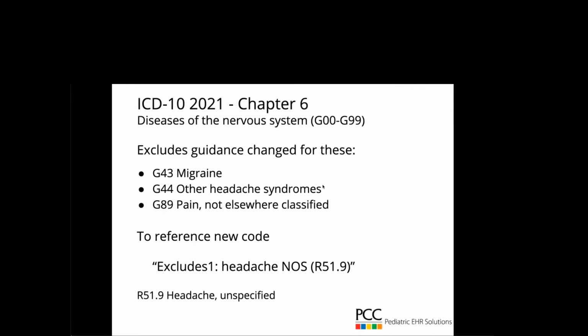There's a new headache code that I'll cover when we go over the R chapter. But the only changes to those: migraine itself hadn't changed, other headache syndromes hadn't changed, pain not elsewhere classified is still pain not elsewhere classified. But those 3 all now have excludes 1 guidance that is headache NOS with the new code R51.9.